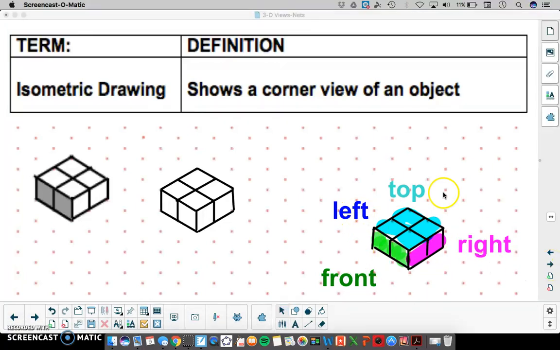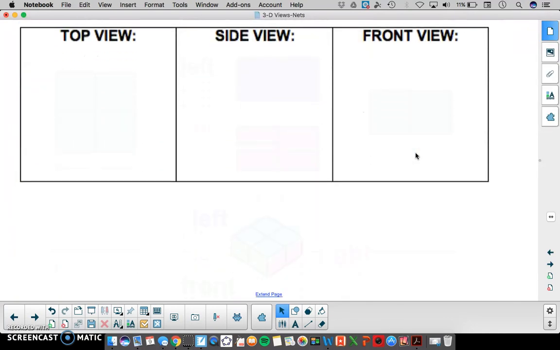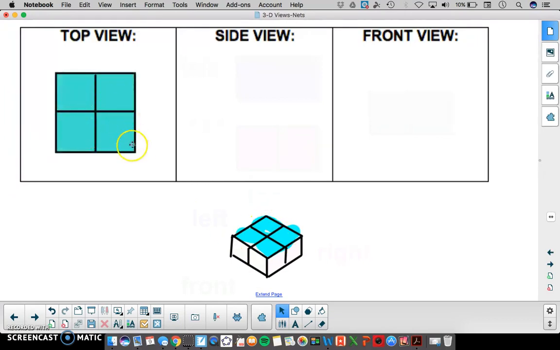Now that we've talked about the different views, let's take a look at what an orthographic drawing is. An orthographic drawing just shows a straight view of an object, looking at it directly from the top, or from the side, or from the front. So our object that we looked at before, this is our object, and we had our top view. Those were our blue shaded squares.